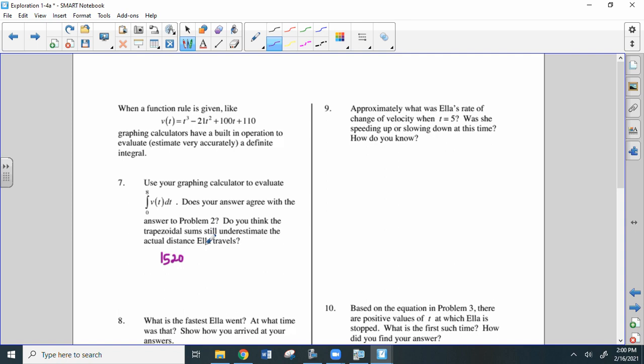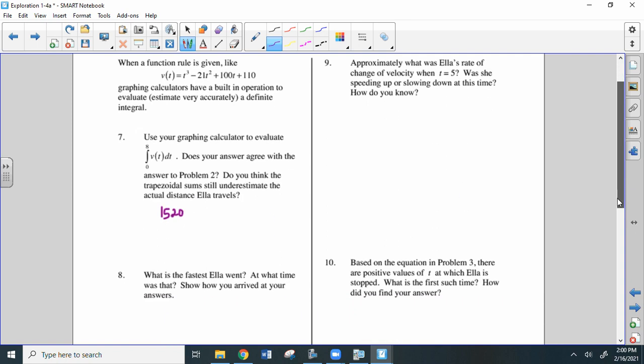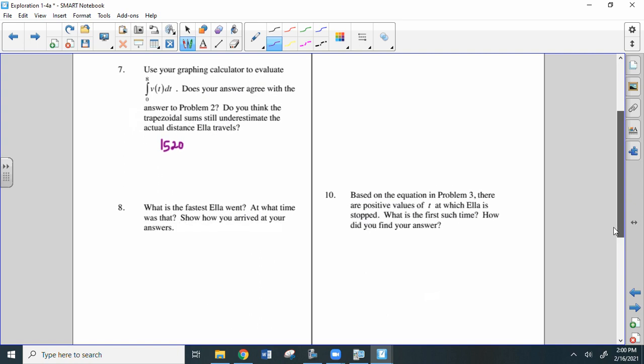And so do you think the trapezoid sums still underestimate the actual distance? Well, yeah, because the two values that we found back in questions 4 and 6 were both less than 1,520, so they're still underestimates. But the more trapezoids we use, the closer and closer we're going to get to that 1,520. Okay? All right. Well, now let's do some rate of change review and bring all that together.